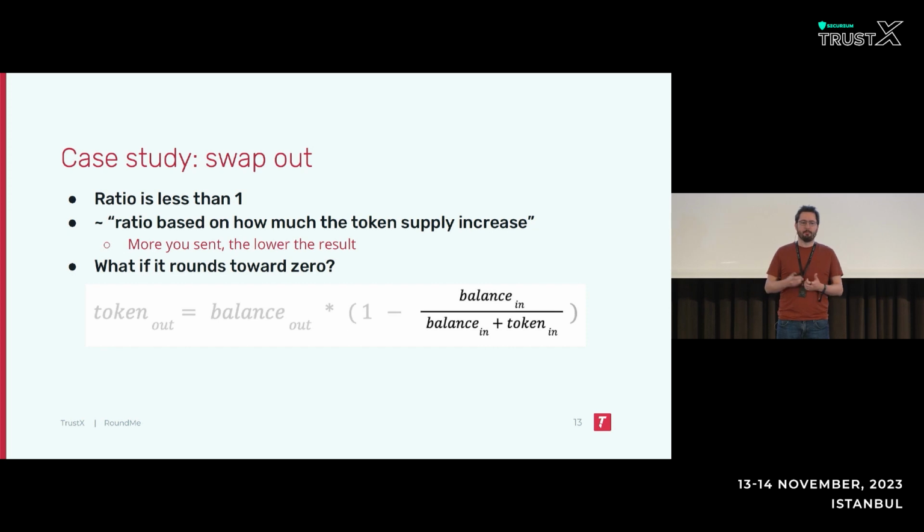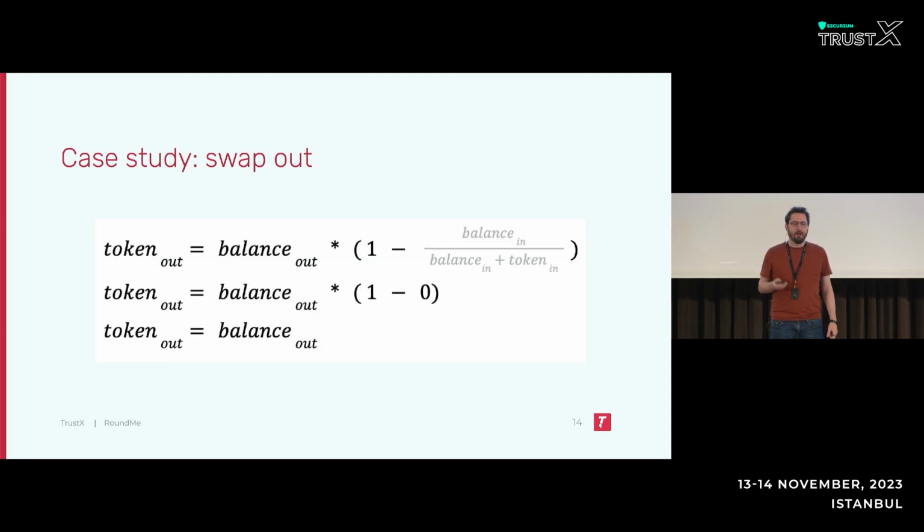Again, this ratio, balance in over balance in plus token in, is going to be less than 1. It basically represents how much you're going to increase the total supply. The more you send, the lower the result. Now, if we think about this fraction and push it to the extreme, what happens if this tends toward 0? So if the amount of token you send is so large with respect to the current total supply that this just tends toward 0, now you have this equation: token out is equal to balance out multiplied by 1 minus 0, which is 1. Token out is equal to balance out, which is straightforward, right?